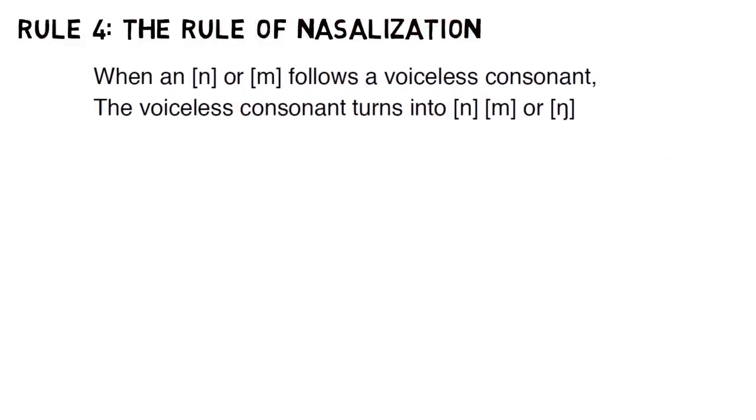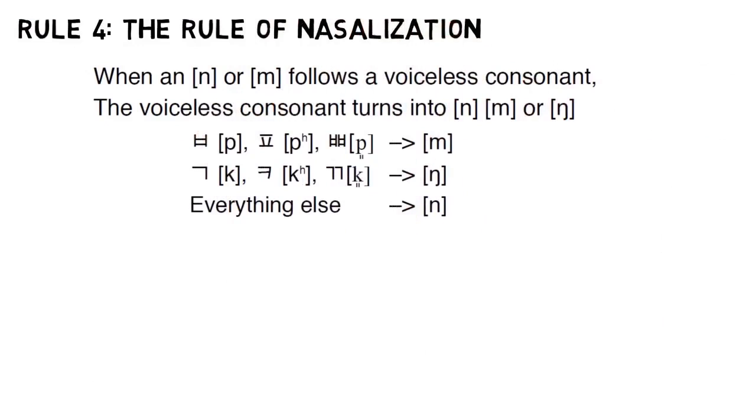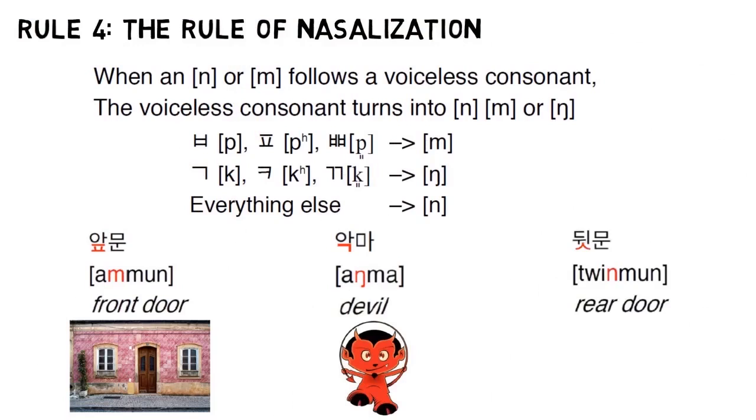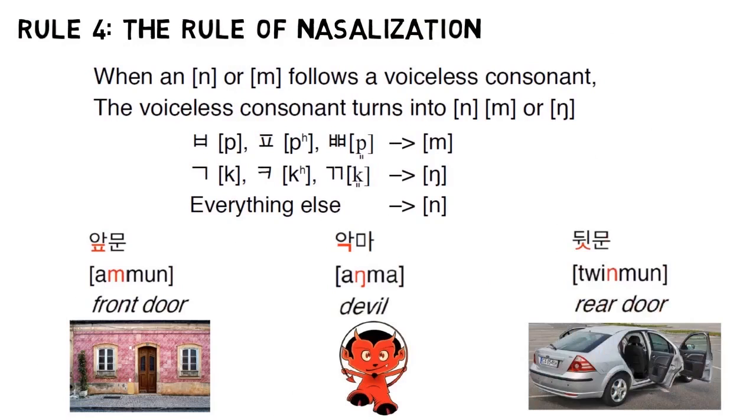After that, we covered Rule 4, nasalization, where any voiceless consonants followed by an N or an M turned into nasal consonants, based upon where those consonants were made in your mouth. P's turned into M's, K's turned into back NG sounds, and everything else turned into N's. That gave us words like 안문, 악마, and 뒷문, which have the first syllables ap, ak, and j, respectively, but are all pronounced nasal, 안문, 악마, and 뒷문.